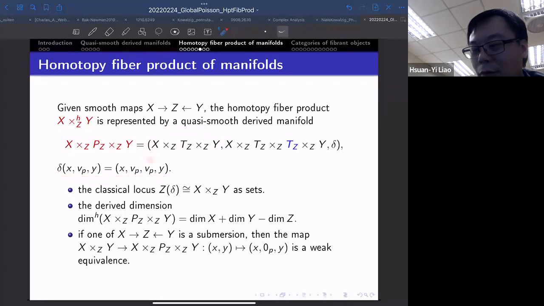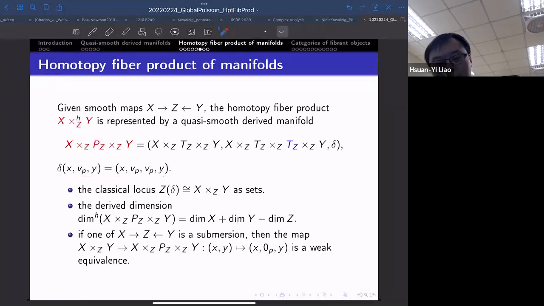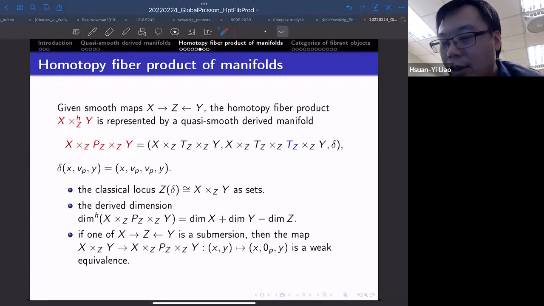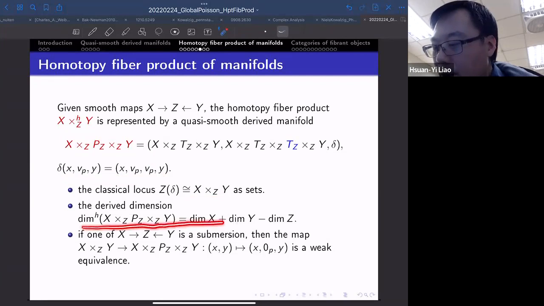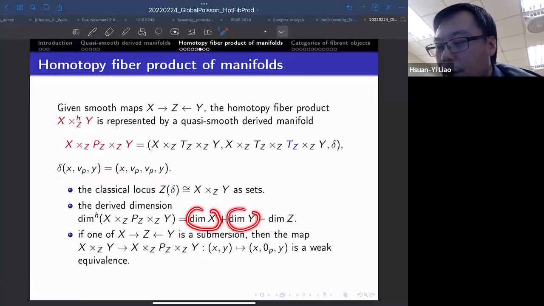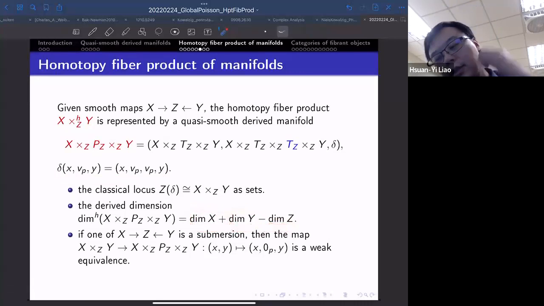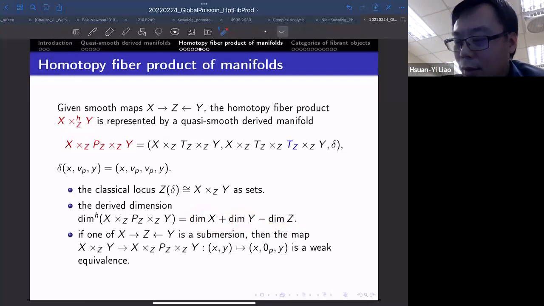I just put one more V. And it's easy to check that the classical locus of this quasi-smooth derived manifold is the set theoretical fiber product. And the derived dimension is what you might expect: the dimension of X plus the dimension of Y minus the dimension of Z. It is the same as the dimension of the fiber product in the good case.